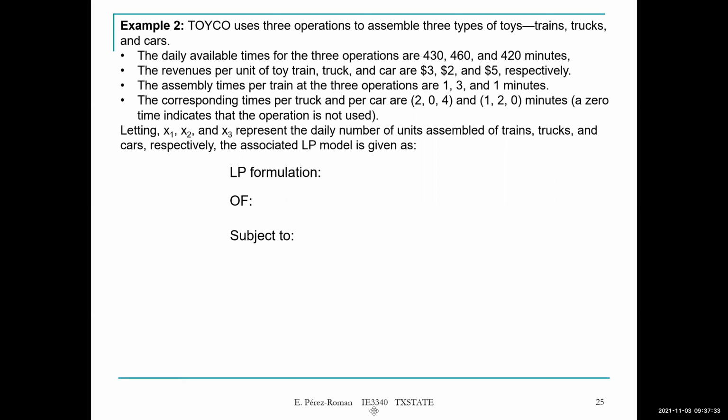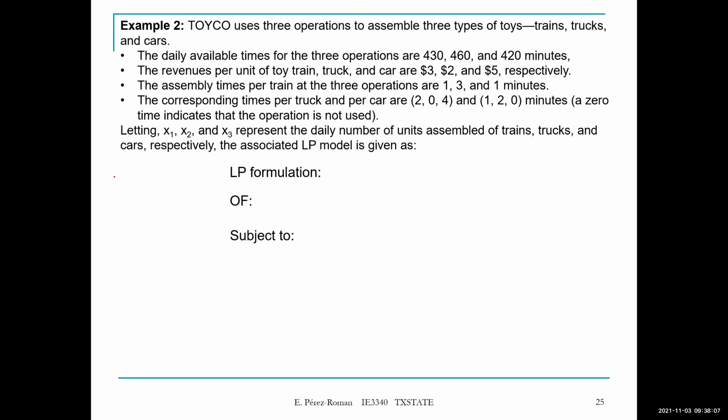The assembly times per train at the three operations are 1, 3, and 1 minutes. And the corresponding times per truck and per car are 2, 0, and 4, and 1, 2, and 0 minutes. A zero time indicates that the operation is not used for that particular type of toy. So now we're going to have three decision variables, which represent the daily number of units assembled of train, trucks, and cars, respectively. And the associated LP model is given as follows.